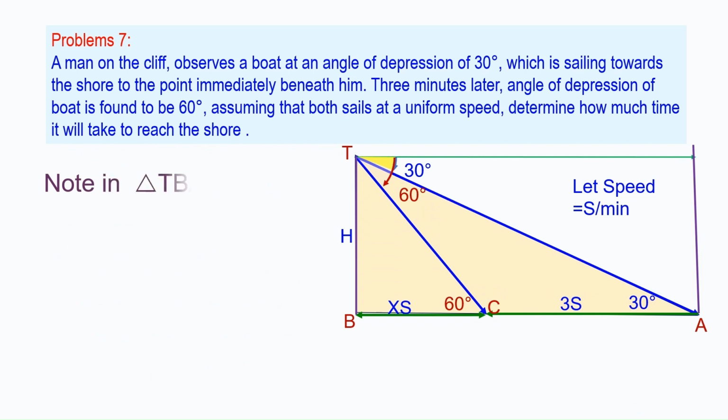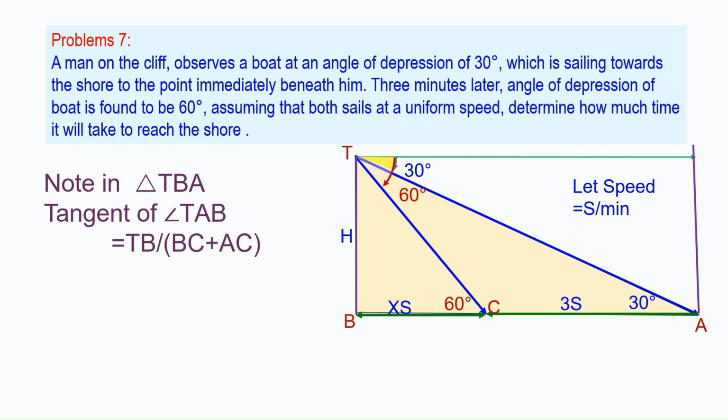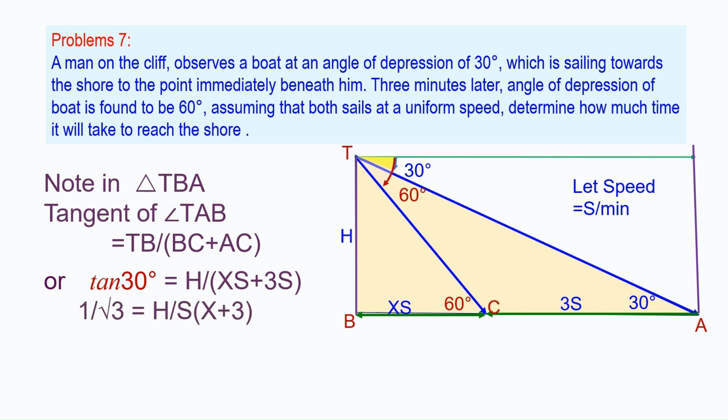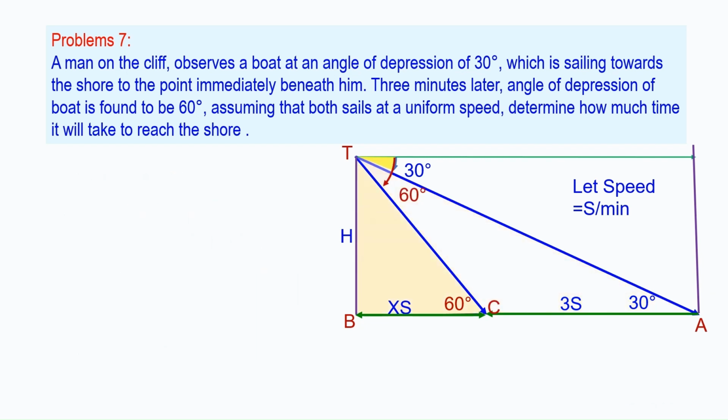In the triangle TBA, tangent of the angle TAB equals TB divided by BC plus AC. Or tangent of 30 degrees equals h divided by xs plus 3 times s. Or 1 divided by under root 3 equals h divided by s times (x plus 3s), as tangent of 30 degrees equals 1 divided by under root 3.